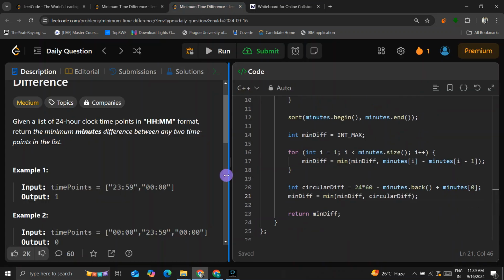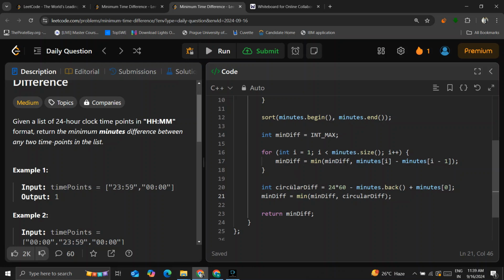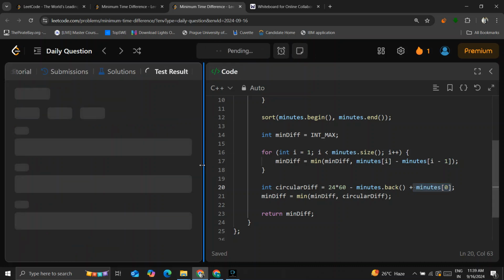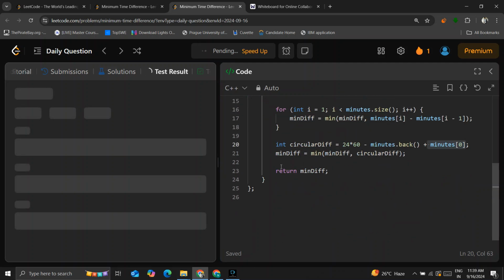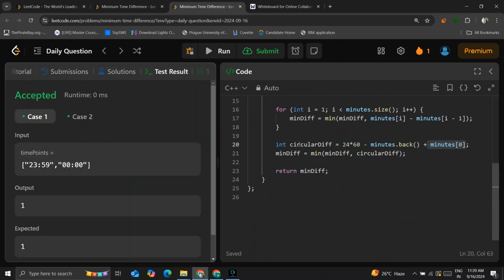So in code, what would it look like? I have taken this circular difference variable: 24 into 60 gives us 1440, minus the last value that we are holding in this minutes vector, and I will add the first value held in the minutes vector. Then again I will find the difference, and at the end I will return this min difference. Hope you have understood this approach. The only tricky part is this particular thing.